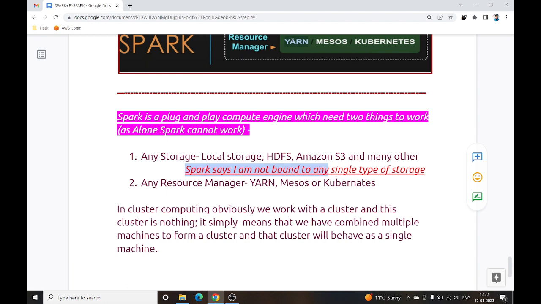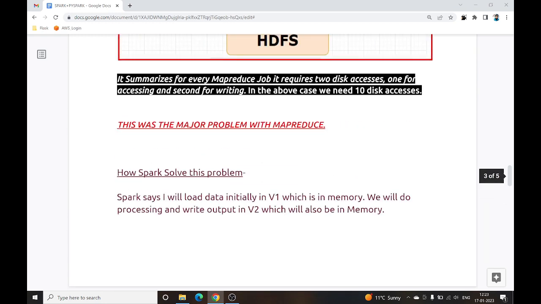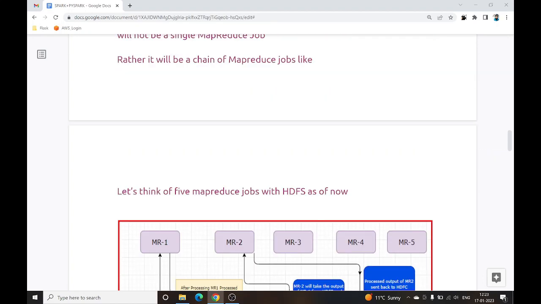Spark says, I am not bound to any single type of storage. In the case of Hadoop, when we were using MapReduce, we were bound to only HDFS, or only the local file system. But Spark says I am not bound to any single type of storage. You have multiple options. Also, I'm doing in-memory computation, so that's why I am very fast. That was the introduction to Spark.